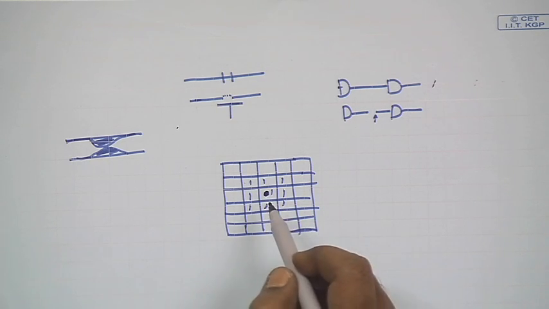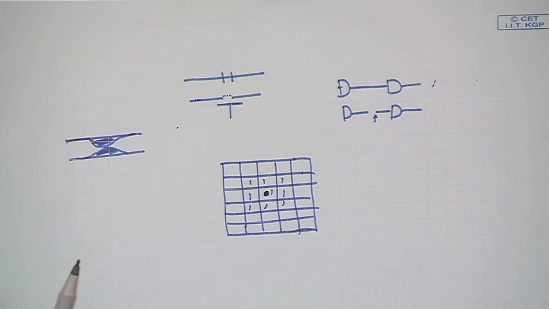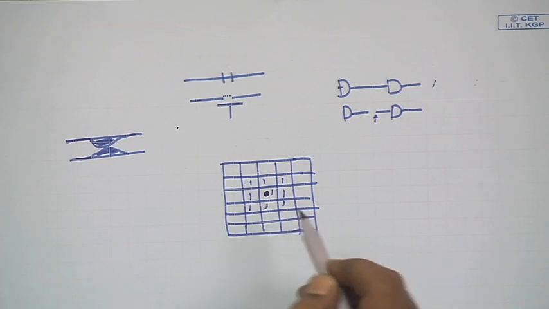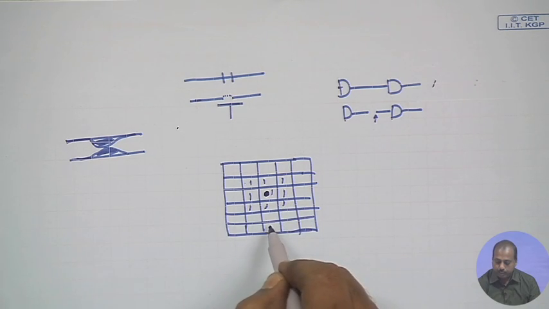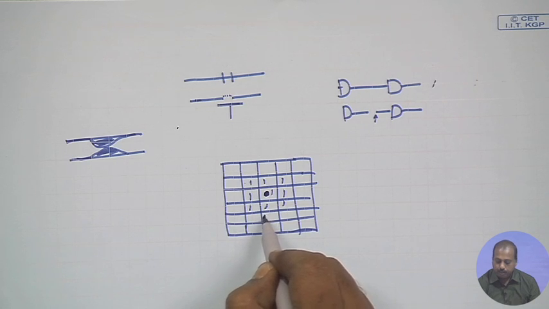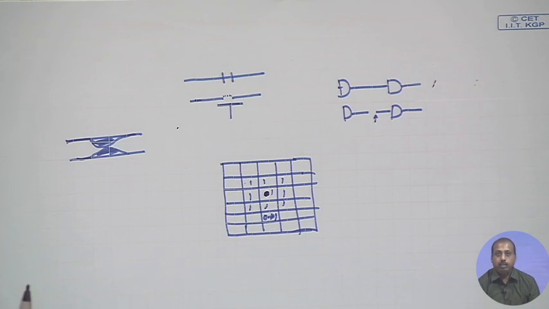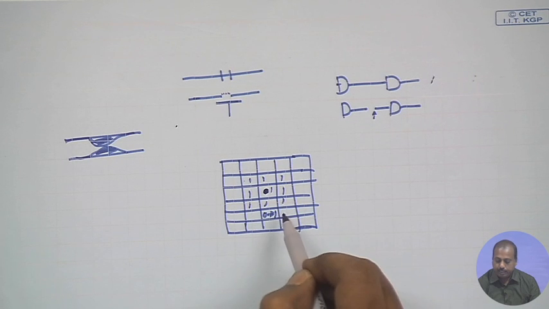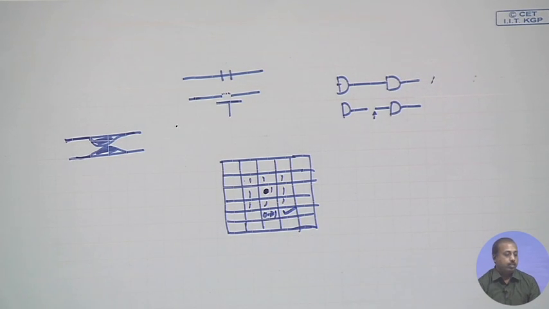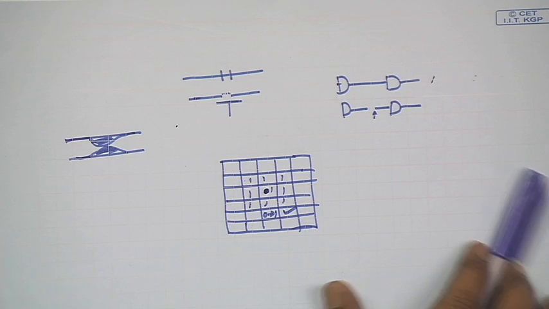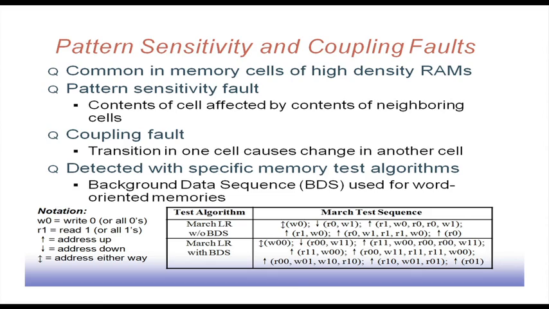Another difficulty is the transition fault or coupling fault. If I want to change a location's value, again it's the same thing. Suppose I want to change this location value from 0 to 1, it may so happen that when I am doing this, this other location value also changes. This is known as the coupling fault. It is common in memory cells of high density RAMs. So in a pattern sensitivity fault, the contents of a cell are affected by contents of neighboring cells, and in a coupling fault the transition in one cell causes change in another cell.